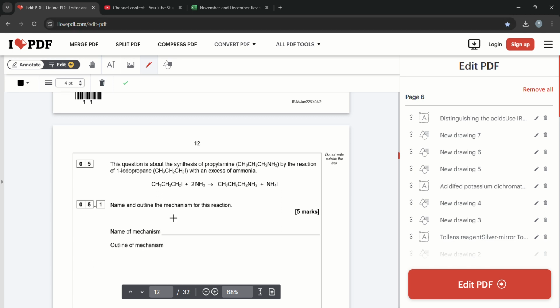Question 5. Name and outline the mechanism for this reaction. 5.1. Excess of ammonia forming propylamine: nucleophilic substitution. They really like this mechanism. Obviously, I'm going to go through it now, but they do really like it. I think I've seen it in A-level papers as well, not just AS papers.